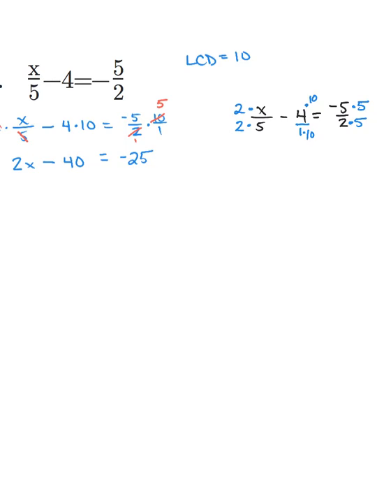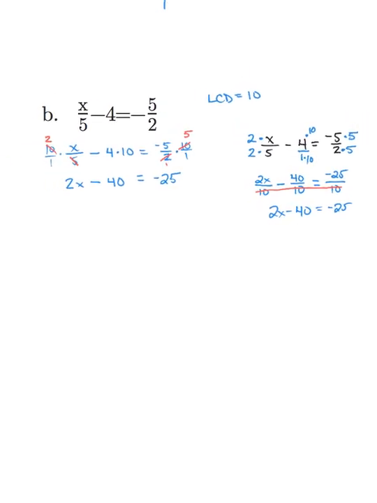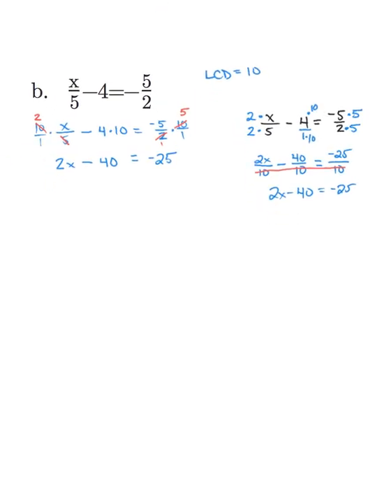So if we go ahead and simplify each one of these terms, I get 2x over 10 minus 40 over 10 equals negative 25 over 10. Since all of my terms have the same denominator, I can go ahead and cancel it. And we are left with 2x minus 40 equals negative 25, which is exactly what we got using the other method.